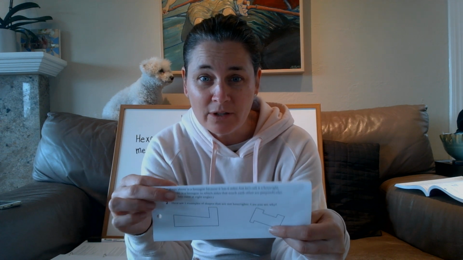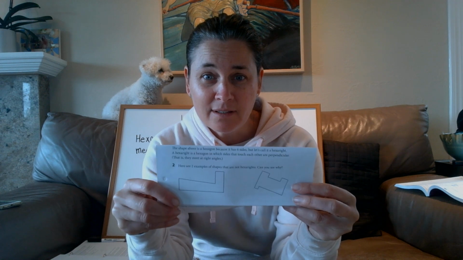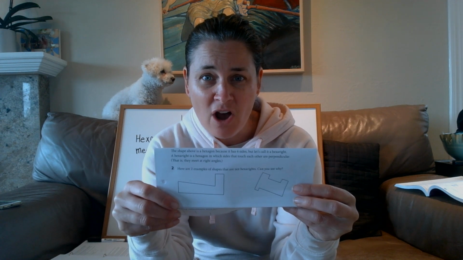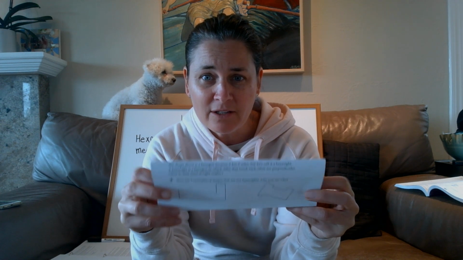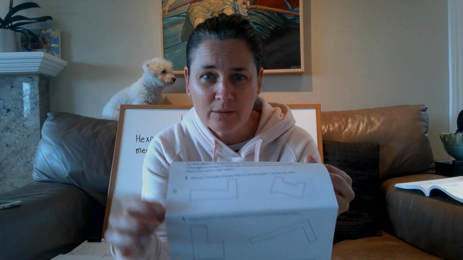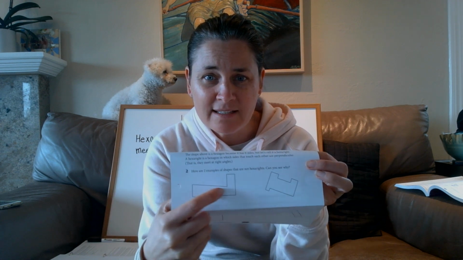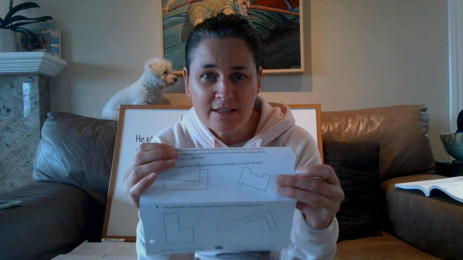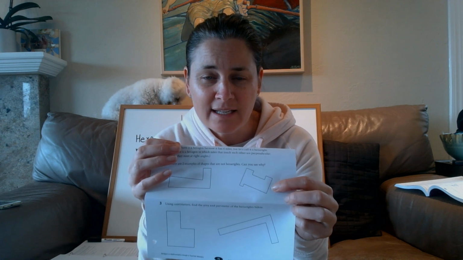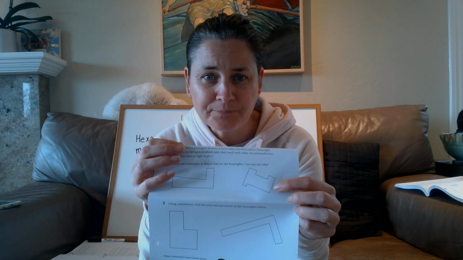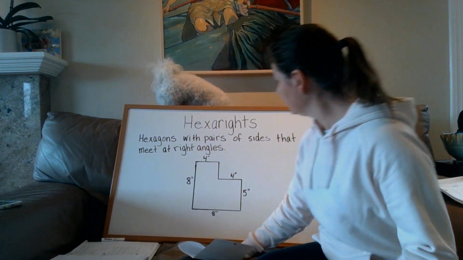But first I want to show you, these are examples of non-Hexarights. And I want you to think about what makes it not a Hexaright. This is not a right angle, and this one looks like it has 10 sides. So now for our lesson.